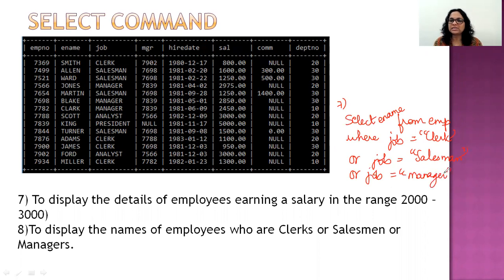Okay, now remember, it's never going to be an AND, because can one record have job as clerk as well as salesman as well as manager? No. So it's OR, it's understood. So it's either a clerk or a salesman or a manager. Again, I would want to repeat that an easier way to do this, you are going to learn in the next video.